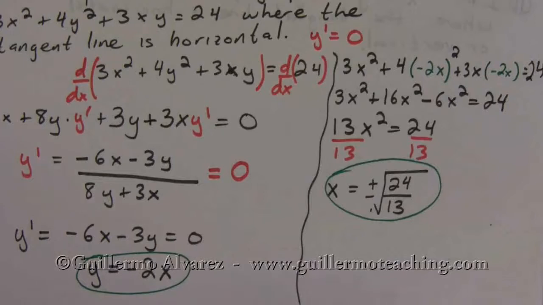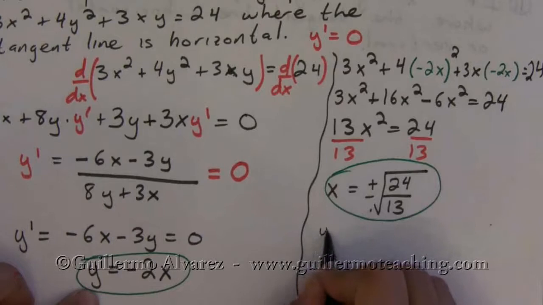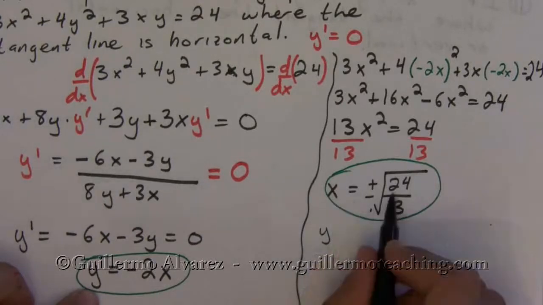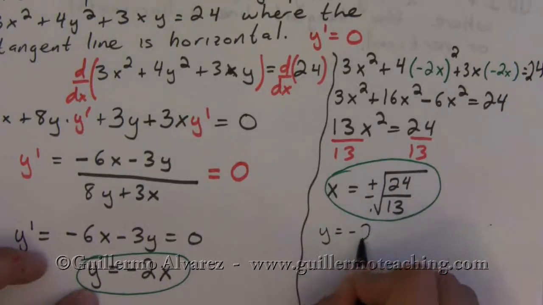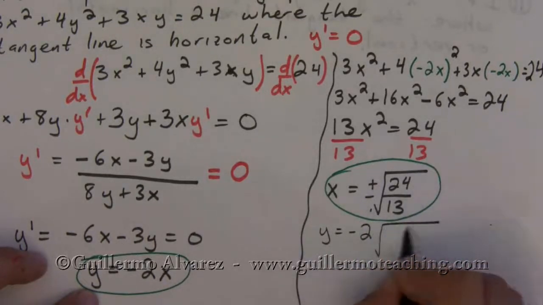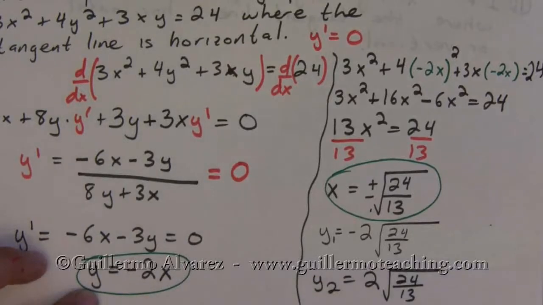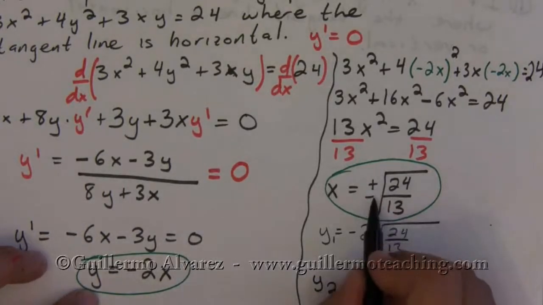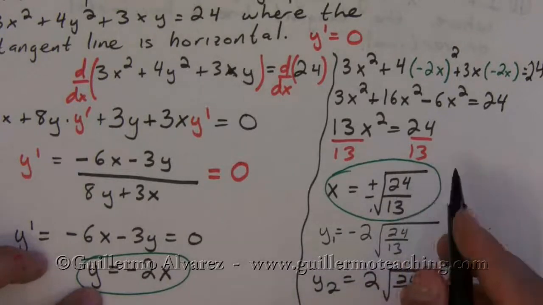Okay, and then to find the y values, well, that's easy because I know y is equal to negative 2x, so if x is equal to positive square root of 24 over 13, y is equal to negative 2 times the square root of 24 over 13. We'll call this y1. And then the second one would be positive 2 square root of 24 over 13.